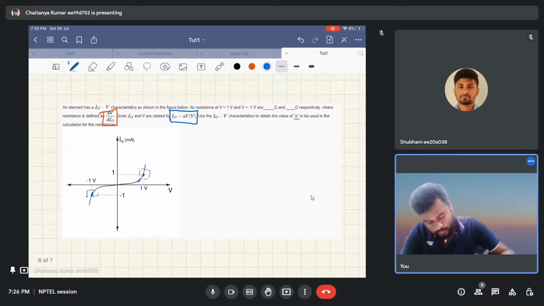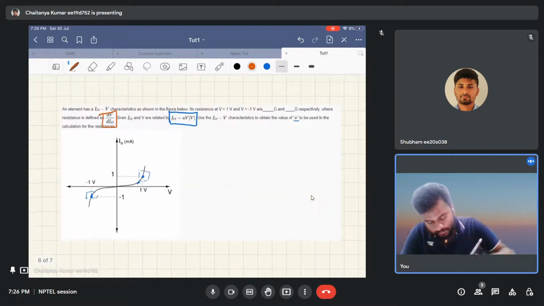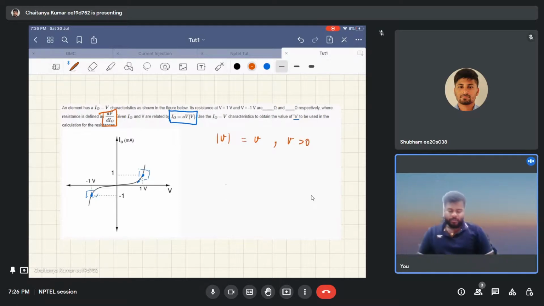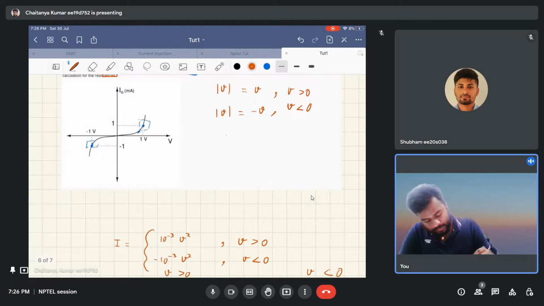Now what you need to keep in mind is that the modulus of V is equal to V for V greater than 0. For example, if V is 1 volt, its absolute value, that is the modulus, will also be equal to 1 volt. Hence modulus of V is equal to V, and modulus of V is equal to minus of V for V less than 0. So let's say the voltage is minus 1 volt. In that case, the modulus will be 1 volt, that will be minus of minus 1 volt. Okay. So based on this, the current can be written as follows.